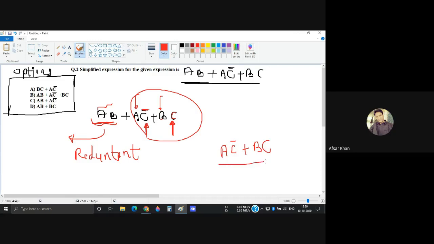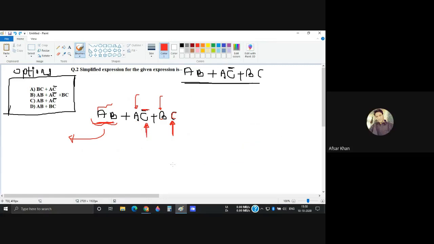So is it in the options? Which option could be right? Yes, you have to respond. Sir, option number A. Yes, option A is correct, students. So, have you understood this consensus property? Or should I repeat? Sir, please repeat it. Okay, see here, I will repeat.